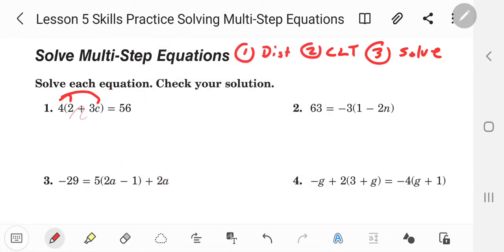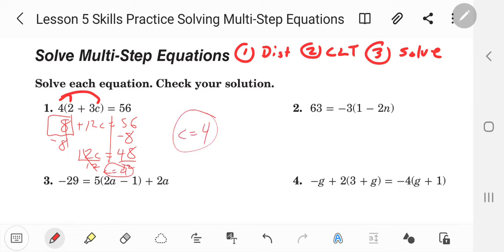Now, we distribute the 4 to the 2 and get 8. Distribute the 4 to the 3c and we get 12c. Left with 56. Now, there's only variable on one side, so we can go right to our original solving steps where we get rid of the term that does not have a variable. So we're going to subtract 8 and subtract 8. We have 12c equals 48. And then because the 12 is multiplying by the c, we divide by the 12. And we get c equals 4. C equals 4. Next problem.